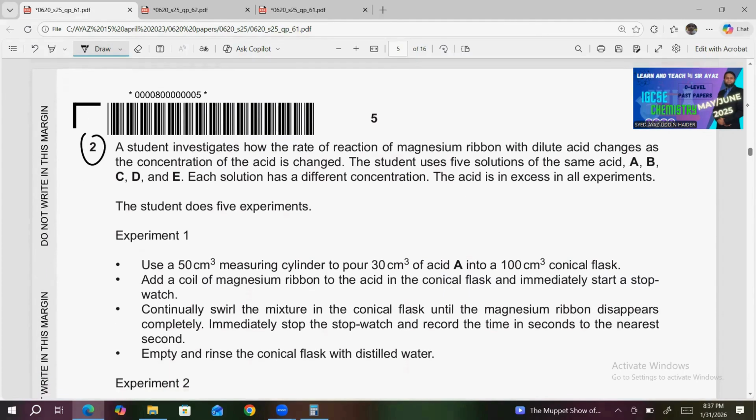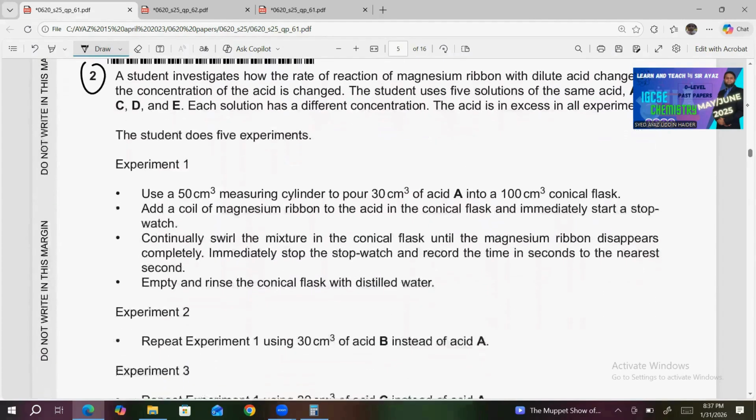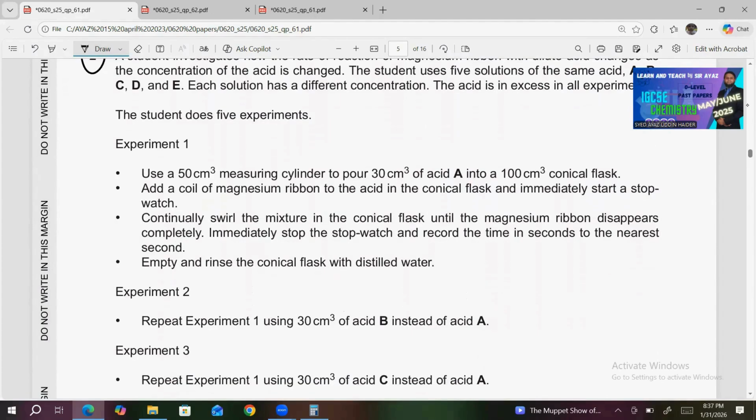Experiment 1. Use a 50 cm³ measuring cylinder to pour 30 cm³ of acid A into a 100 cm³ conical flask. Add a coil of magnesium ribbon to the acid in the conical flask and immediately start a stopwatch. Continually swirl the mixture in the conical flask until the magnesium ribbon disappears completely. Immediately stop the stopwatch and record the time in seconds to the nearest second. Empty and rinse the conical flask with distilled water.